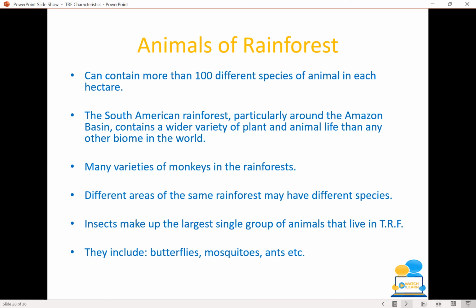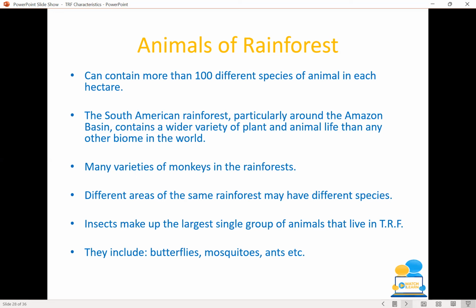The South American rainforest, particularly around the Amazon basin, contains a wide variety of plant and animal life, and a wider one than any other biome in the world. Many varieties of monkeys are found in the rainforests, and there are different areas of the same rainforest that have many different species. Insects make up the largest single group of animal that live in the tropical rainforest.